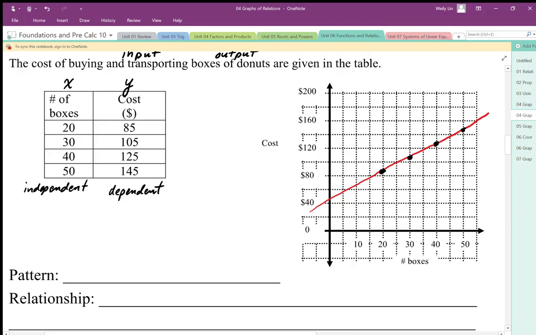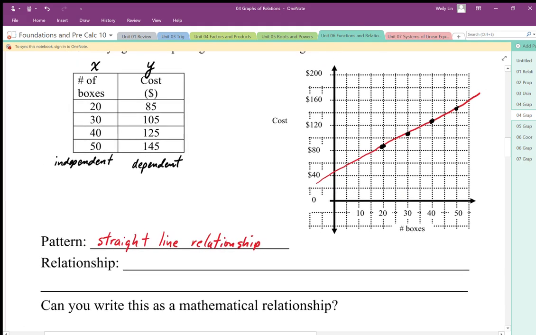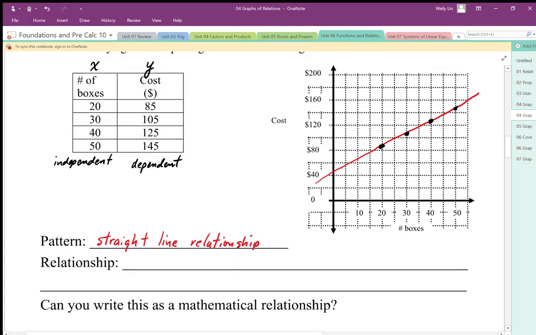When we talk about the straight line pattern, we want to be able to extend this. We want to know the pattern, not just individual dots, but the whole pattern. So this pattern we're going to describe as a straight line relationship. So there's our straight line relationship. And how would I describe the straight line relationship? Well, I can say that as we increase the number of boxes, it costs more to ship, or to transport. This is a very general relationship: the more boxes, the greater the cost.